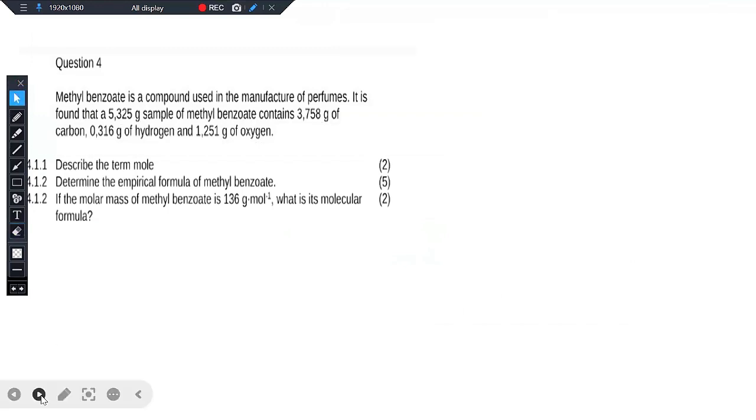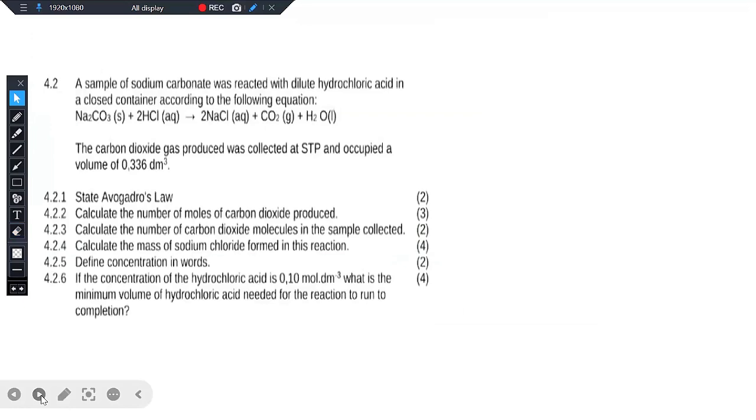Okay. So we have 4.2. It says a sample of sodium carbonate was reacted with dilute hydrochloric acid in a closed container according to the following equation. So as we can see the equation there. And then the carbon dioxide gas produced was collected at STP.